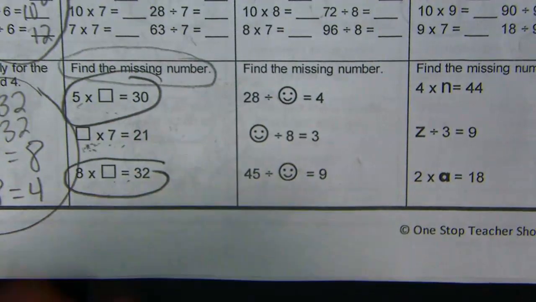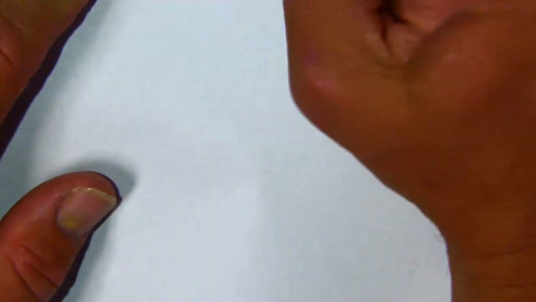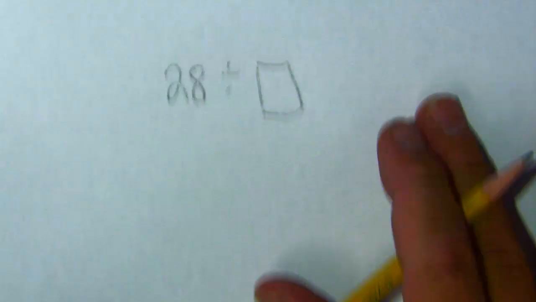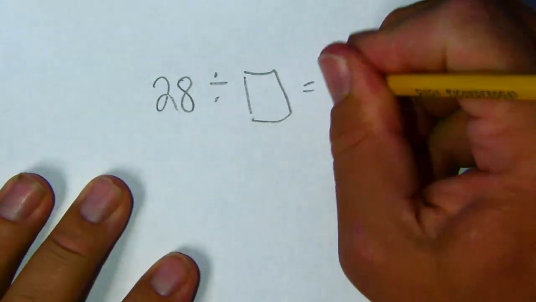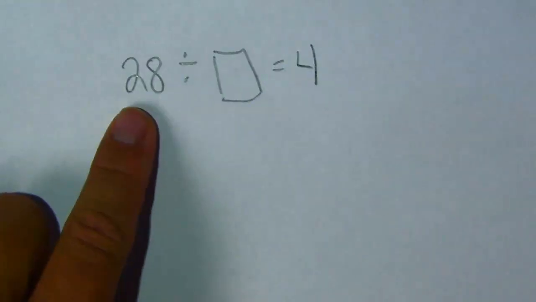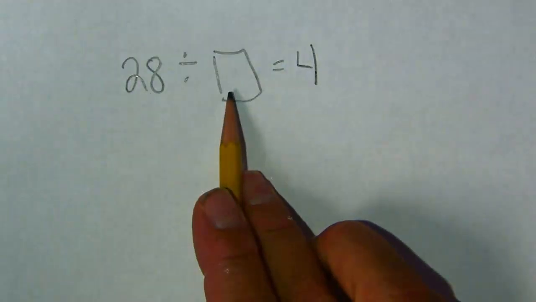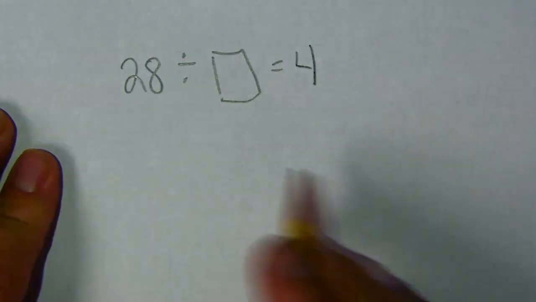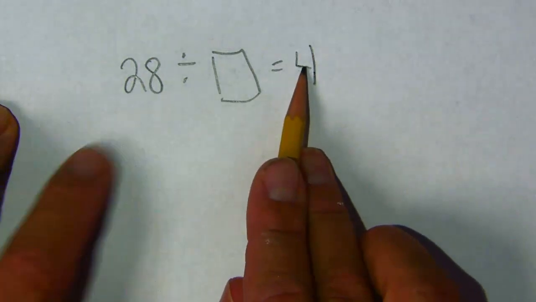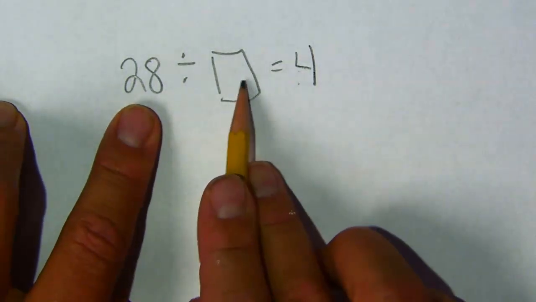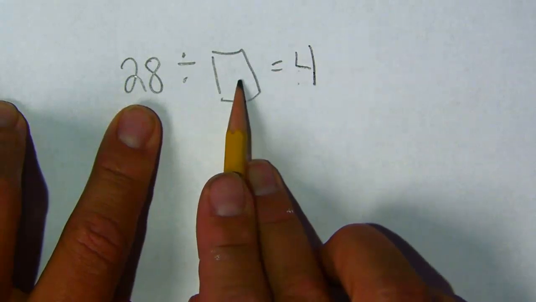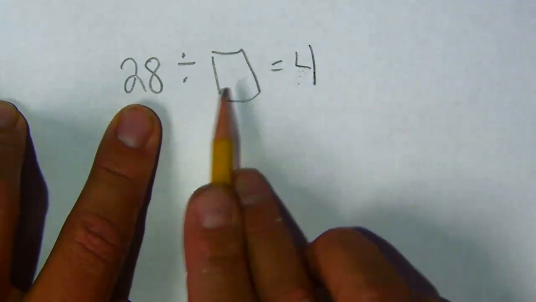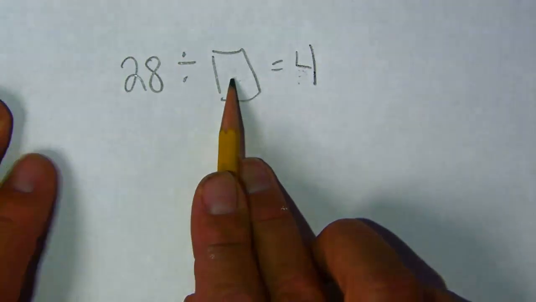So we have 28 divided by blank equals 4. Okay, so we have 28 cookies shared among, I don't know how many people, but we do know each person gets 4. We know how many cookies, we just don't know how many people there are. We do know how much each person gets. We just don't know how many groups there are.